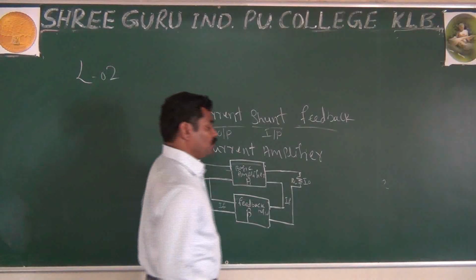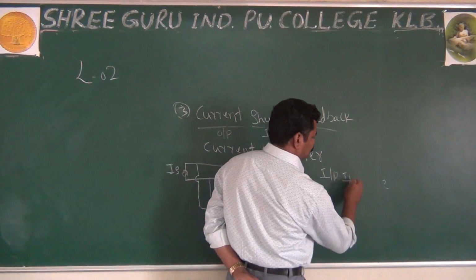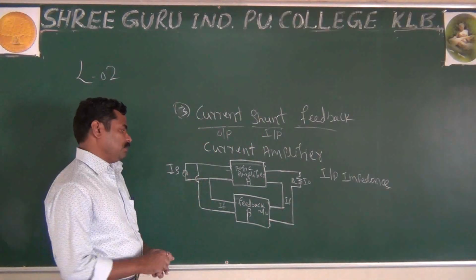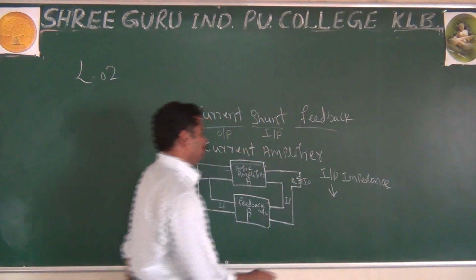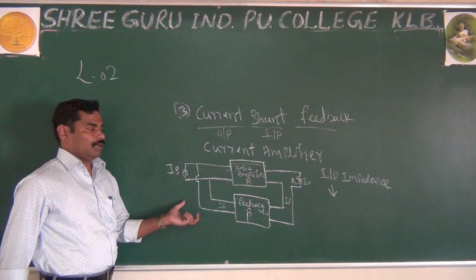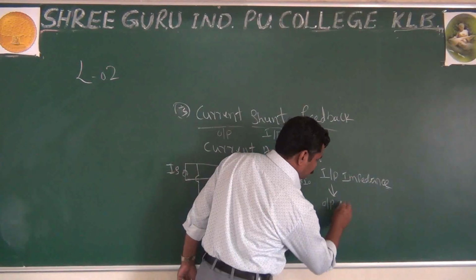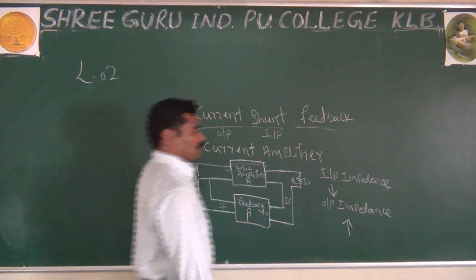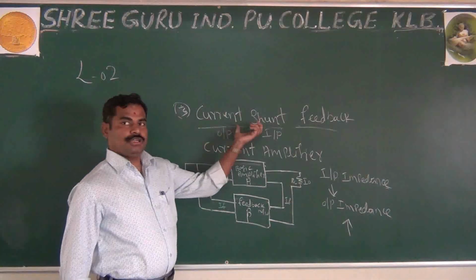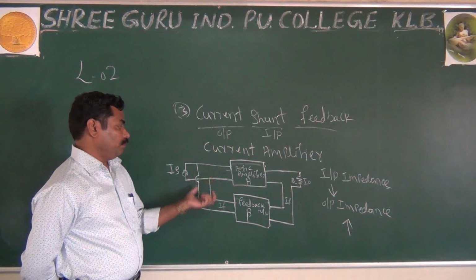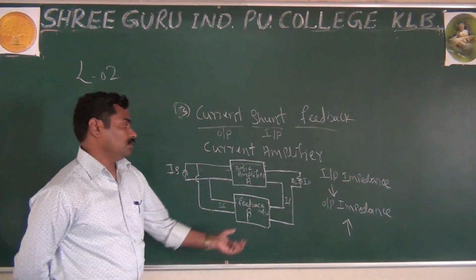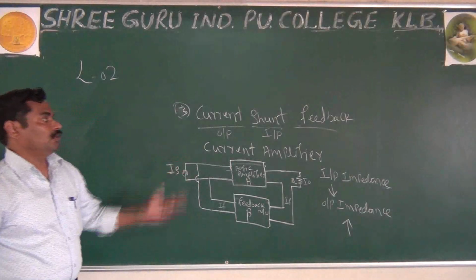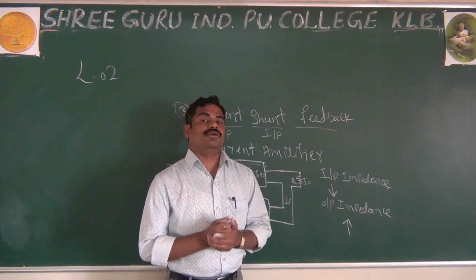And what about the input and output impedances? Input impedance: in the input you are connecting in parallel. If it is connecting in parallel, what happens? The input impedance decreases, because you are connecting in parallel. What about output impedance? Output impedance, you are connecting in series, so that will increase. The most important property of your current shunt feedback is that in the input you are connecting in parallel, that's why the input impedance decreases, but in the output you are connecting in series, that's why the output impedance increases.